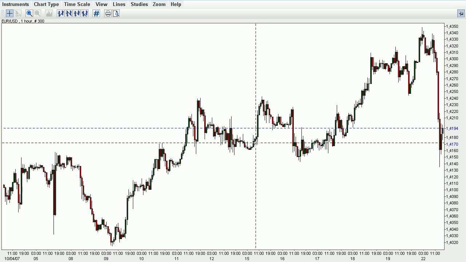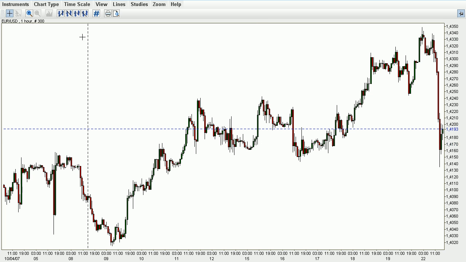Last week I mentioned the divergence that might form on the daily chart of the euro dollar, and this is what actually happened. It was a good thing if you took advantage of it, because this pair has fallen about 200 pips since then.